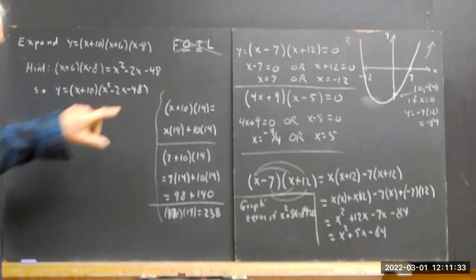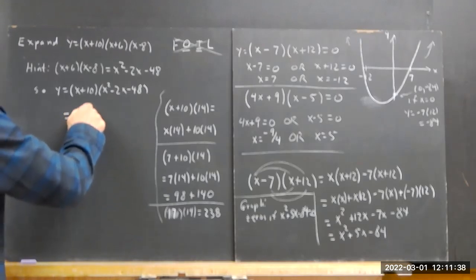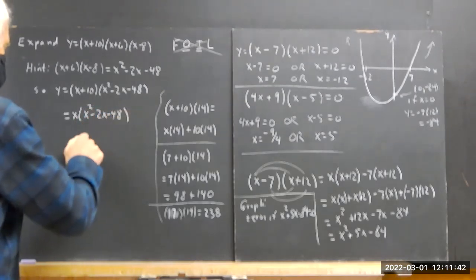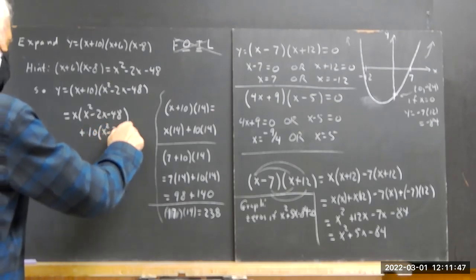So anyhow, x plus 10 times x. Okay. That's x. And x squared minus 2x minus 48. That's 10. And x squared minus 2x minus 48.